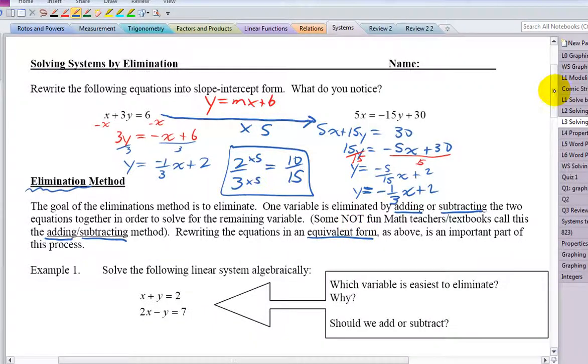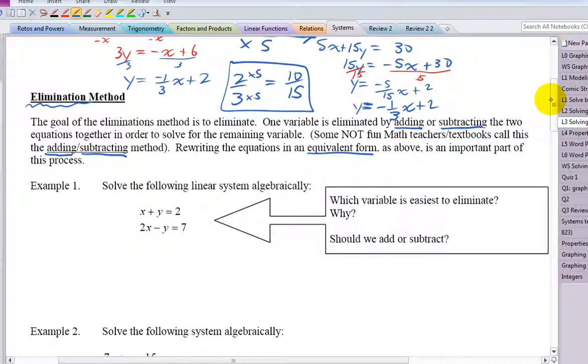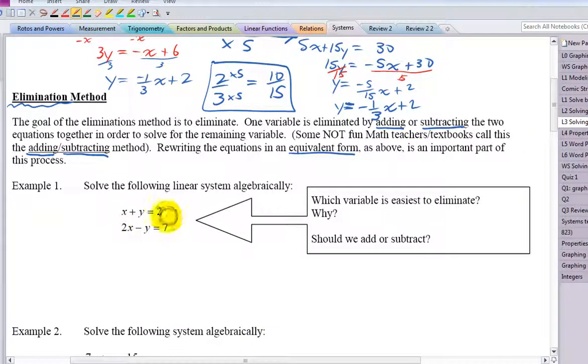So the first ones are kind of cooked up to get the idea. So have a look at our two equations. We have x plus y equals 2, 2x minus y equals 7. Which one's the easiest to eliminate? Well, look at your y's. Your coefficients for the y would be the easiest to eliminate. Why? Because you have opposite coefficients. Now, should you add or subtract to get your y's to cancel to 0? Well, here you should add.